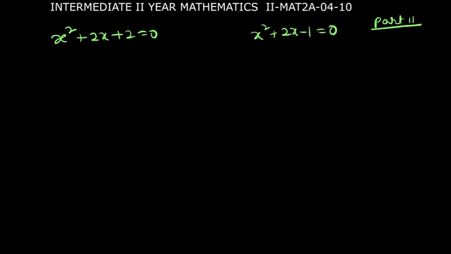Now, let us look into these examples. One example is x square plus 2x plus 2 is equal to 0. And the other side, one more example is x square plus 2x minus 1. Let us see the roots of these two quadratic equations.